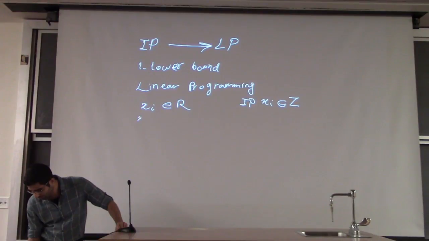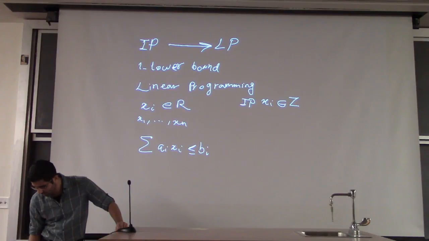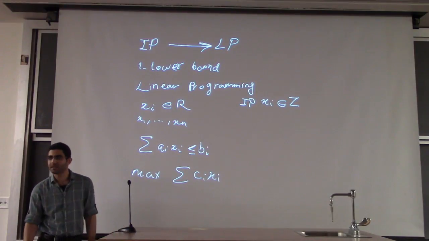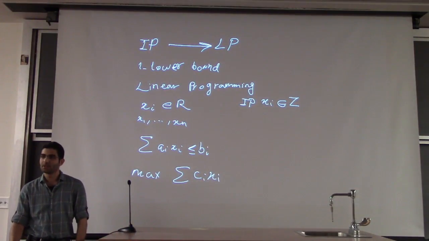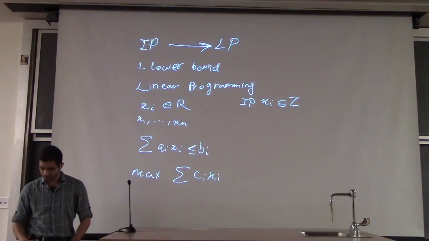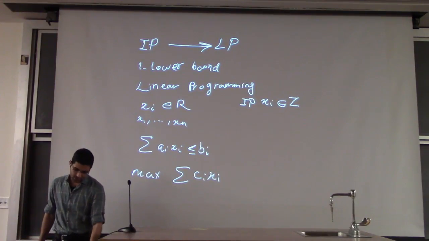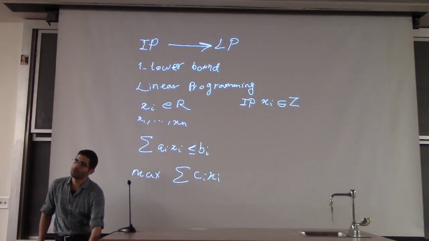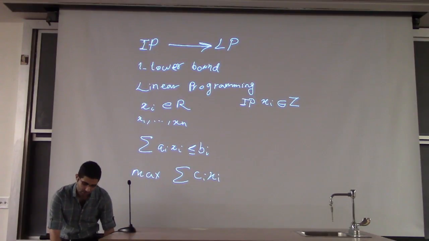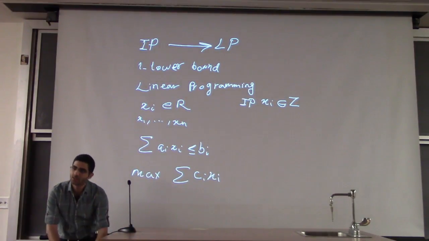And again, we have n variables, and again we have some constraints in this form, and again we want to maximize the summation. The only difference is that xi's can be real. So how can this help us? We want to get a lower bound, but how can changing this help us?